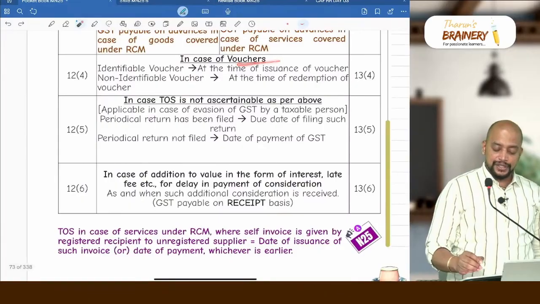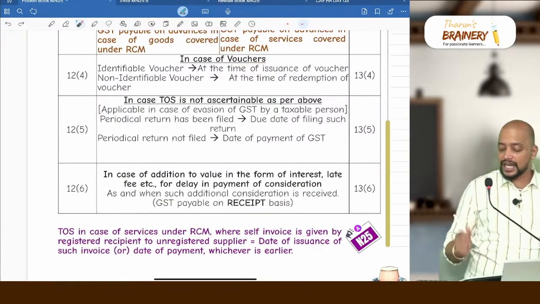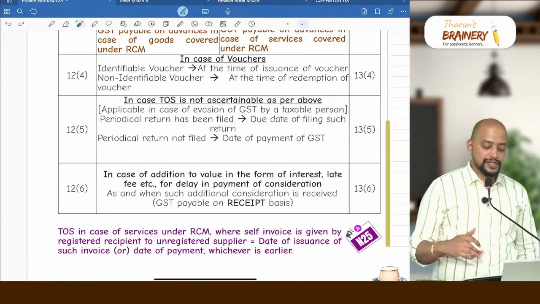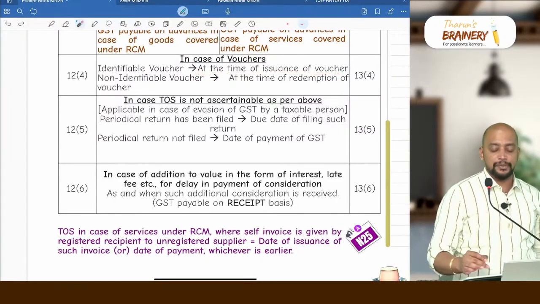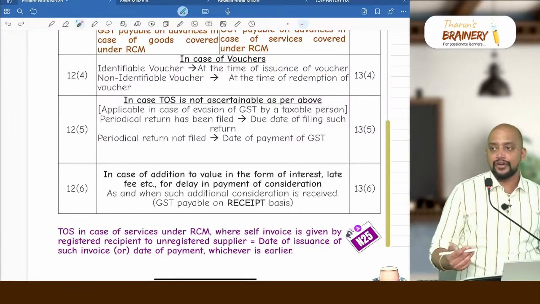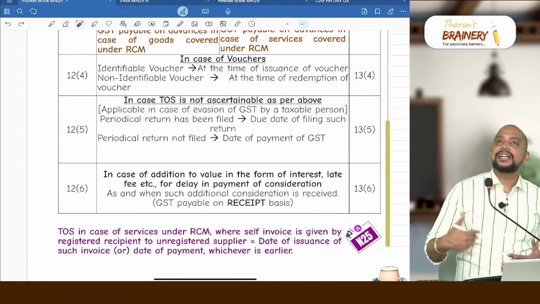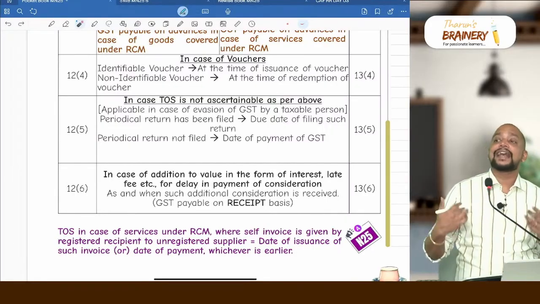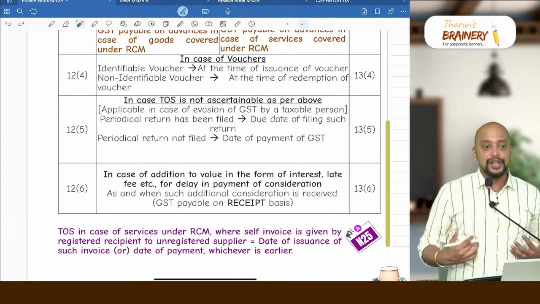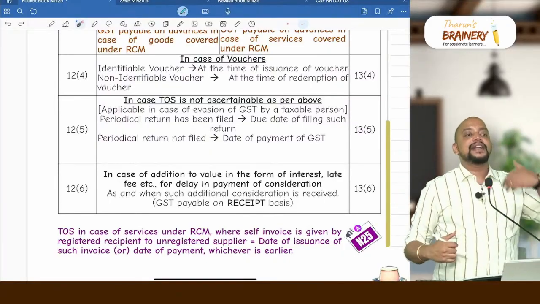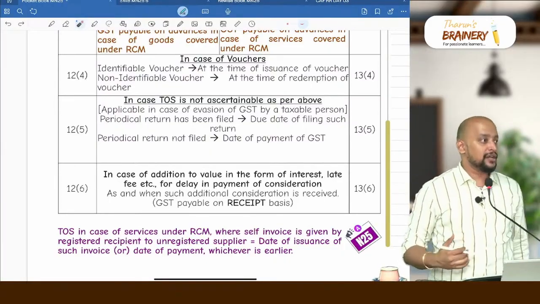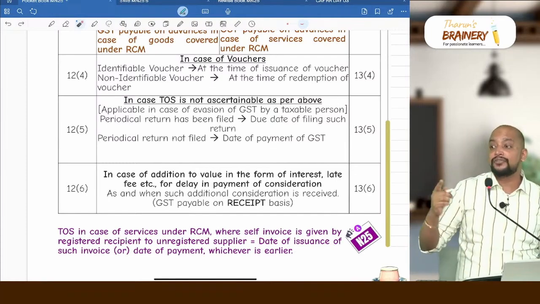In case of vouchers, vouchers are divided into two: identifiable vouchers and non-identifiable vouchers. For identifiable vouchers, time of supply is at the time of issuance of the voucher; for non-identifiable vouchers, at the time of redemption of the voucher. Today itself, this is an identifiable voucher, which means I know against which product or service you are going to redeem. So therefore today itself I know the product, so I am paying GST. So for an identifiable voucher, it is the date of issuance of the voucher. For a non-identifiable voucher, it is at the time of redemption.